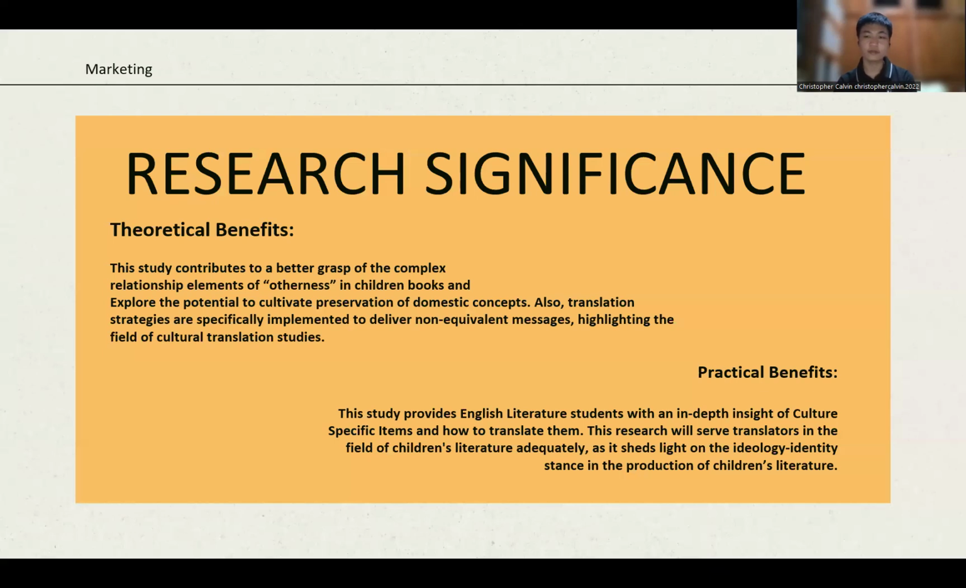As per the practical benefits, the study provides English literature students with an in-depth insight of culture-specific items and how to translate them. This research will serve translators in the field of children's literature adequately, as it sheds light on the ideology identity stance in the production of children's literature.